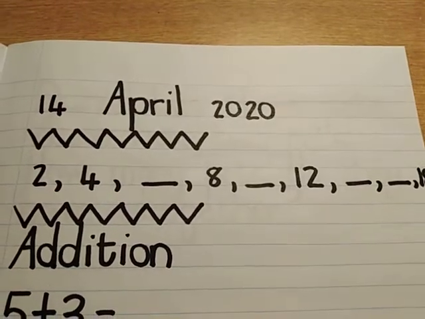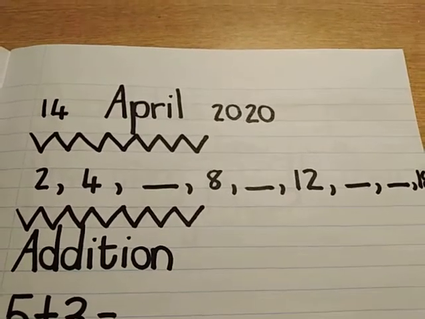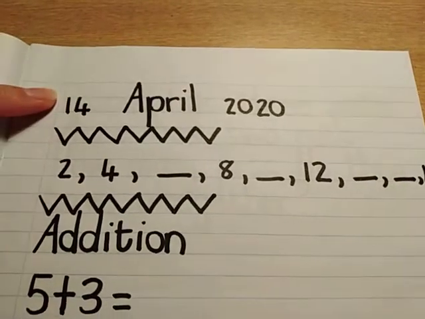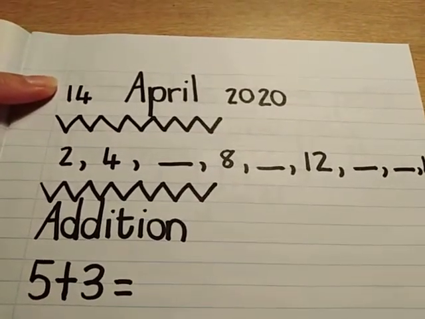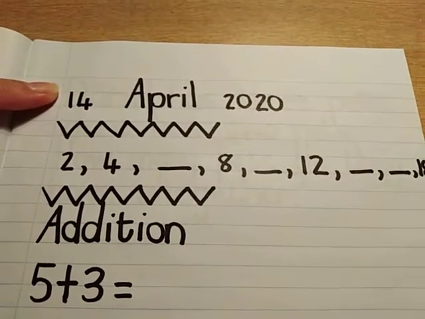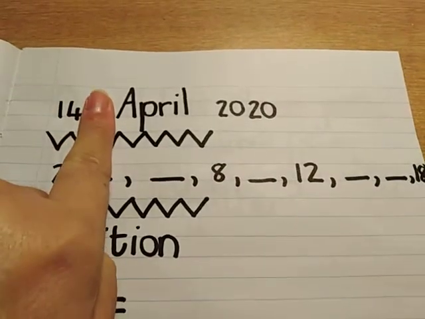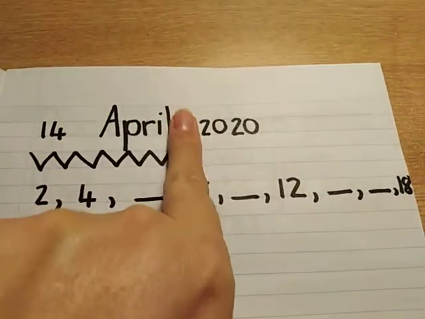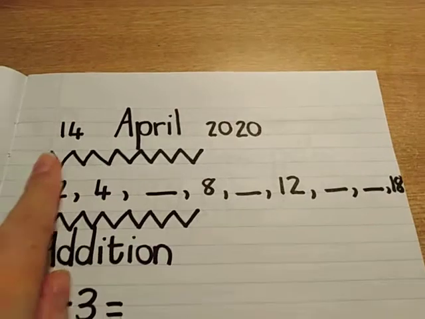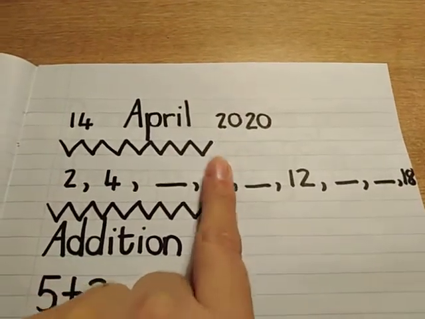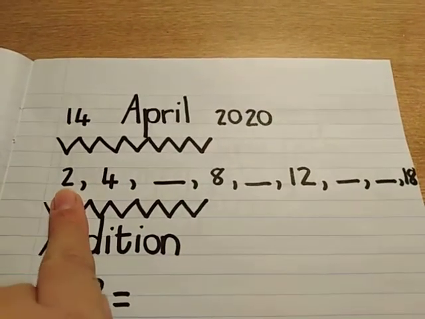Good morning. All right, today we're going to start by writing the date at the top. Today's date is 14 April 2020. So you can just leave a finger space there after 14, finger space after April, and then you make your up-down pattern.